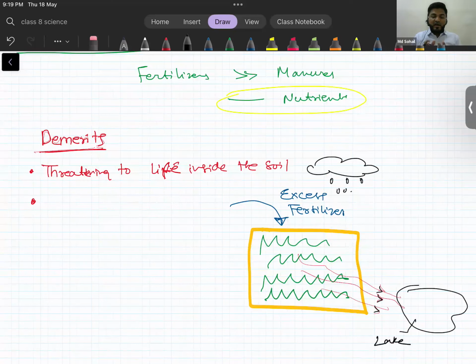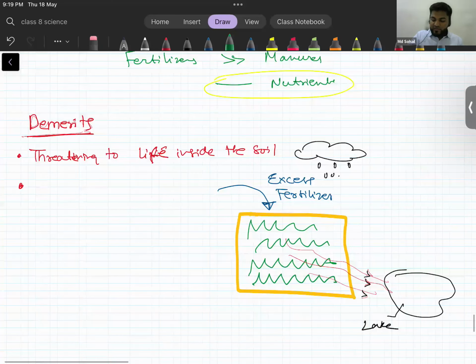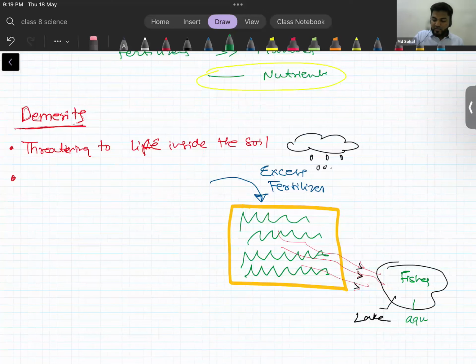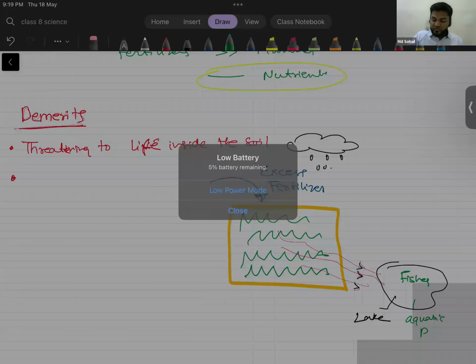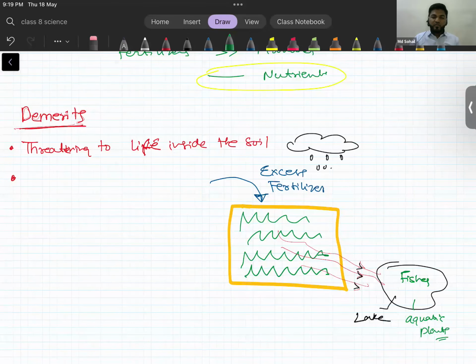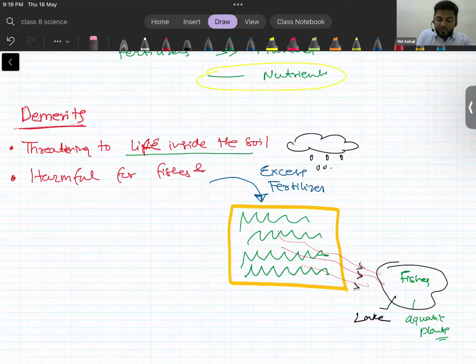Are the fertilizers good for the life thriving inside this lake? Thriving means living. No, it is not good. So basically the fishes and the aquatic plants will die due to this fertilizer, right? So there are two demerits of using fertilizer. It is life threatening for the organisms living inside the soil. Another demerit is that it is harmful for fishes and aquatic plants, right, Ahmed?